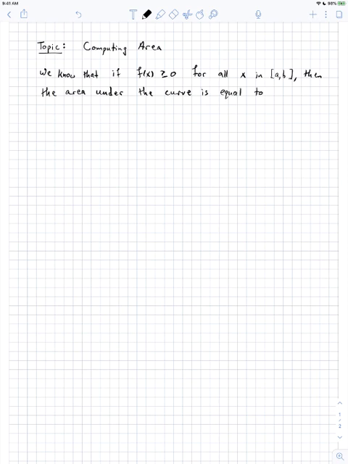In this video, we're going to talk about computing area. We've already done this to some extent because we know that if f is greater than or equal to 0 for all x on an interval, let's say from a to b, then the area under the curve is equal to the definite integral from a to b of f of x dx.